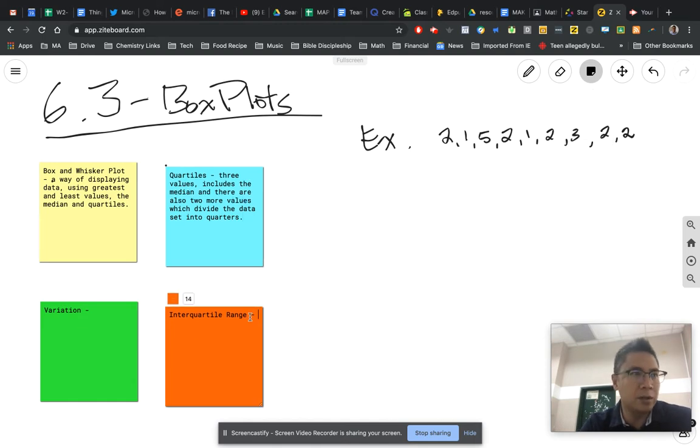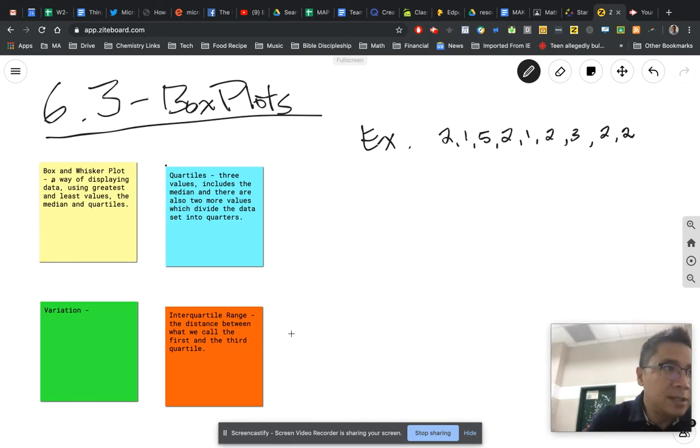Interquartile range basically is the distance between what we call the first and the third quartile. But you're going to want to know what those are. So let's look at this now. I'll redefine variation in a second. This is a data set that is in your notes already, and it was data for how long students were watching TV.